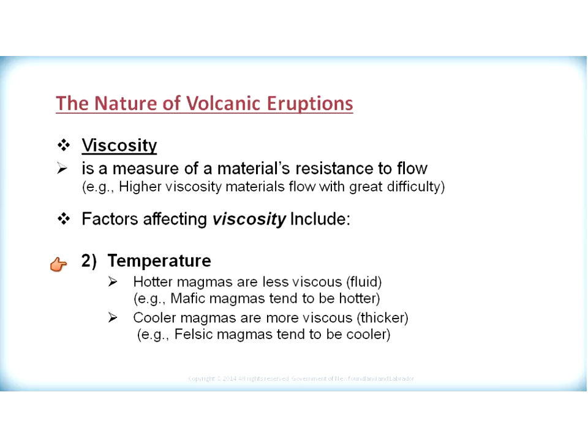Another factor that affects viscosity will be the temperature. The hotter the magmas, the less viscous they are. A mafic magma tends to be hotter, therefore it tends to flow easier, and it will be less viscous. Cooler magmas tend to be more viscous or thicker. Felsic magmas, which tend to be cooler, would end up having a high viscosity.